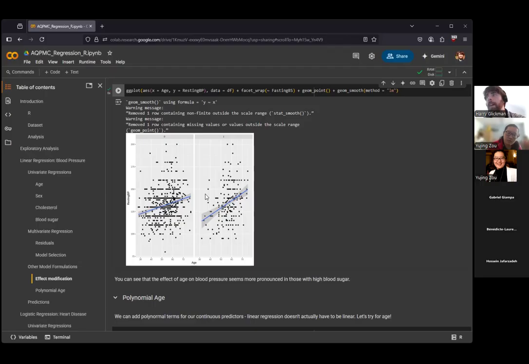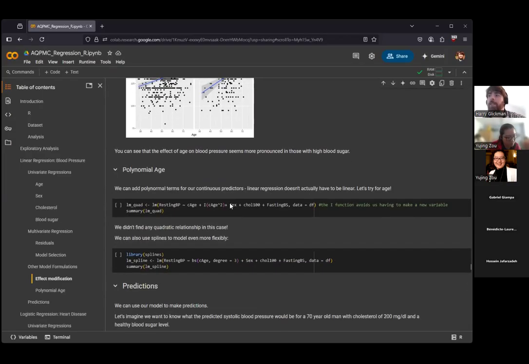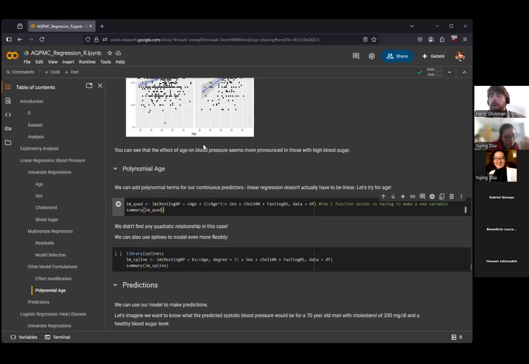This is what went on. And this is sort of a cool result that there's a more pronounced effect of blood sugar on resting blood pressure, or vice versa, with high of the other. So that's interaction effects. Just a quick word on polynomials.